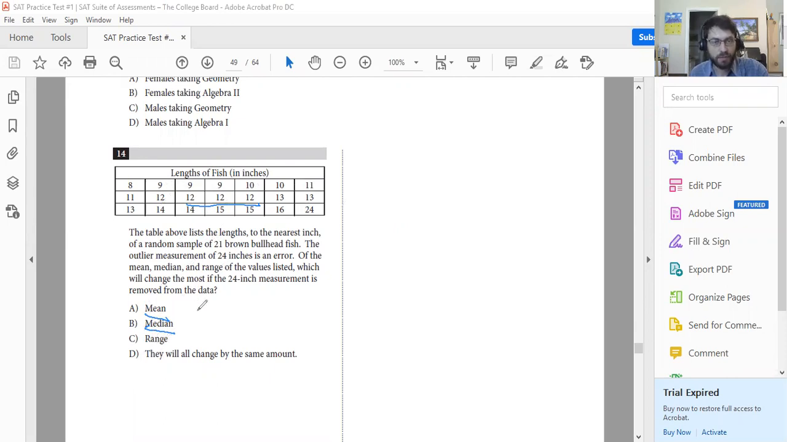Range will be our high minus our low, 24 minus 8. So currently the range is 16. If we do 16 minus 8, that will bring it all the way down to 8. Our range will change the most. It will go down by 8. The mean will probably only go down by like 1 or so because it's weighted to the other samples. And let's go to the next problem.